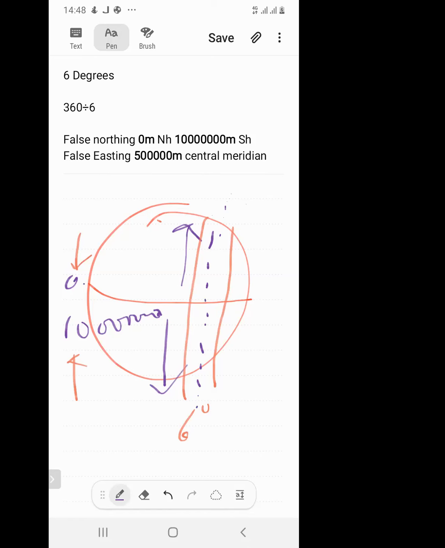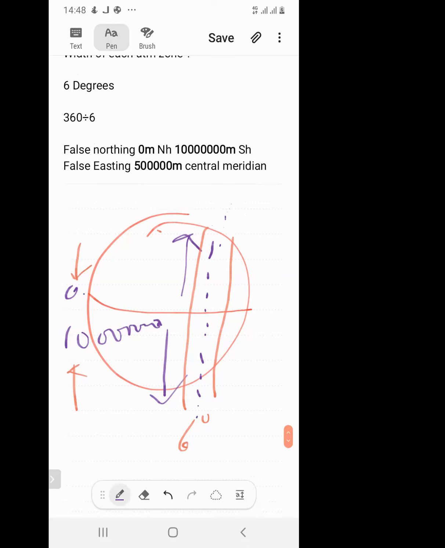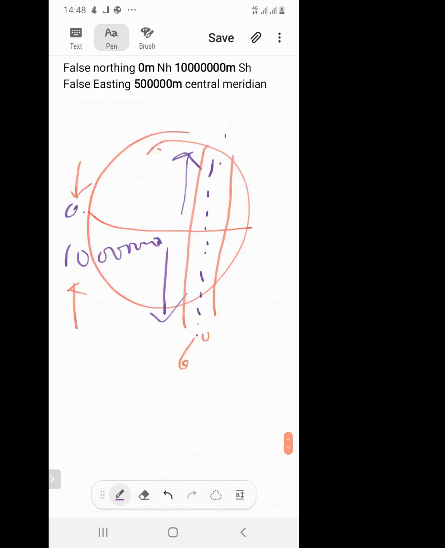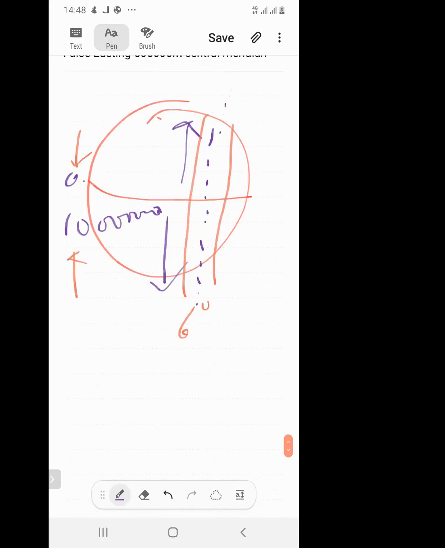Depending on where I am, 0 or 10 million becomes my origin. The origin doesn't mean that's where I am, but I'm using it as a reference for my coordinate system. Okay, so here we are with the UTM. Is there anything else? I think we need to also know that there's distortion, and there's a scale factor.